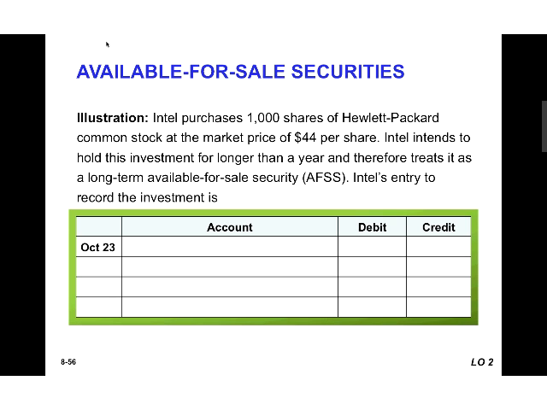We purchased 1,000 shares at $44 a share, so $44,000. So we're going to have the investment. This is our asset. It's increasing. We're going to debit it for $44,000, and we're going to credit cash for the $44,000. So that's to purchase our investment.